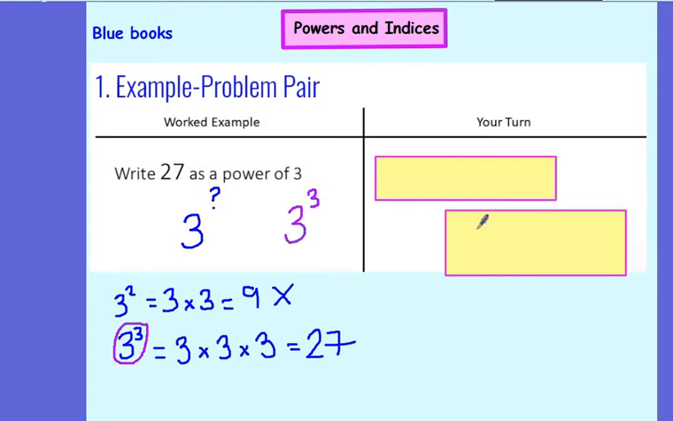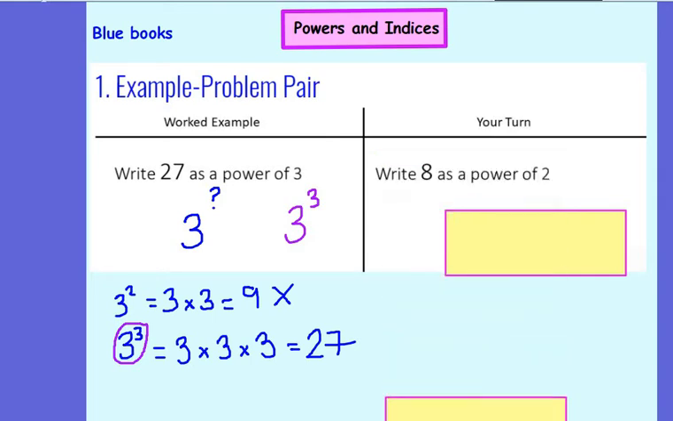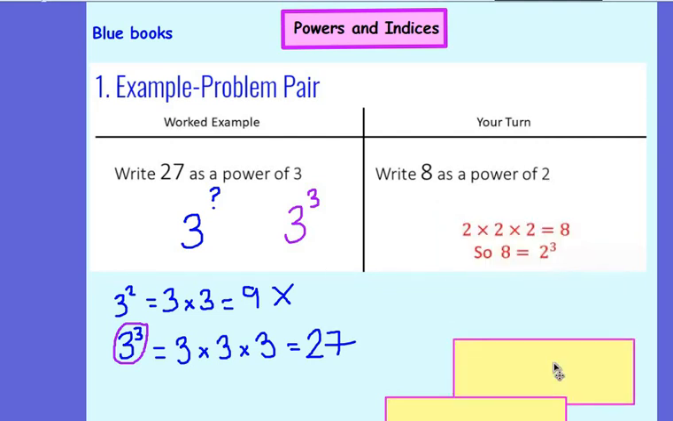Over to you, year 9. In your dark blue books or on your neat piece of paper, write 8 as a power of 2 for me. Pause the video and answer that now, please. Right, we want to write it with our base as 2 and some kind of power. 2 times 2 times 2 would give me 8, so 8 is just 2 to the power 3.